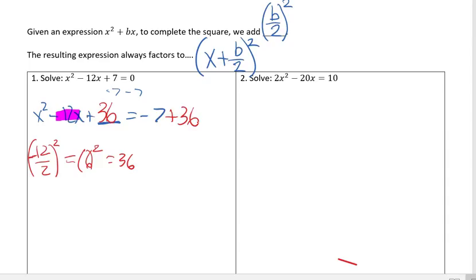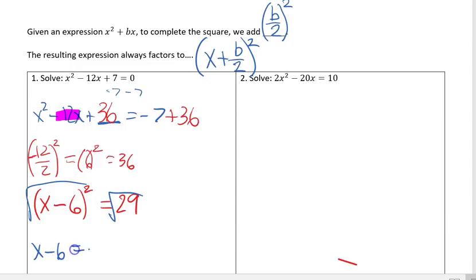So the left side of the equation, we know, so we added this number, b over 2 squared, so we know that it now has to equal x minus 6 squared. And on the right side of the equation, we have negative 7 plus 36, and that equals 29. And now we can solve it by square rooting both sides. So square root of the left side, square root of the right side. Don't forget your plus or minus.